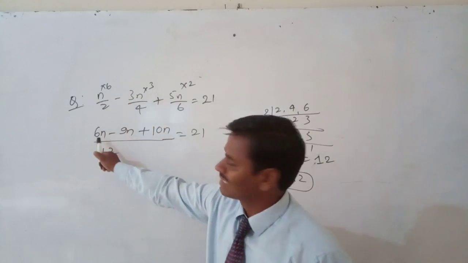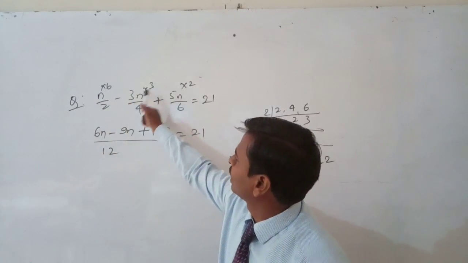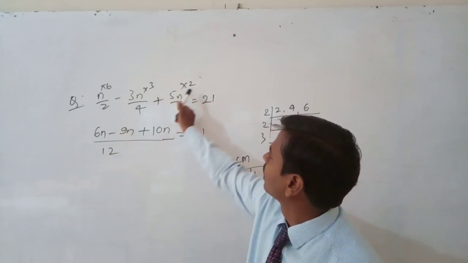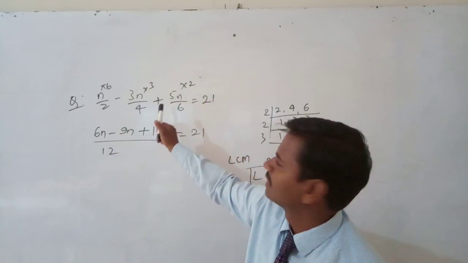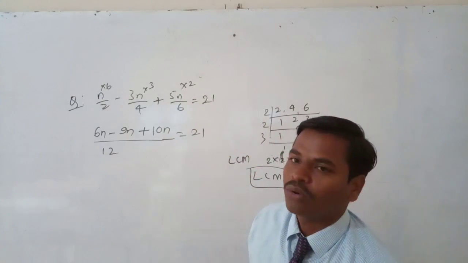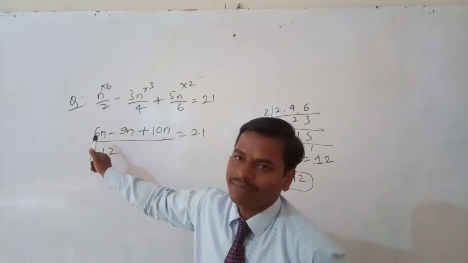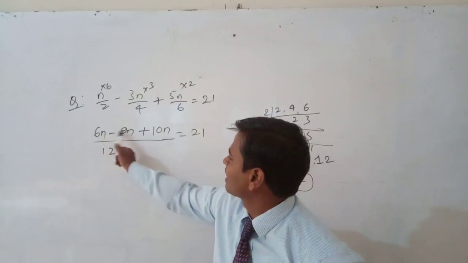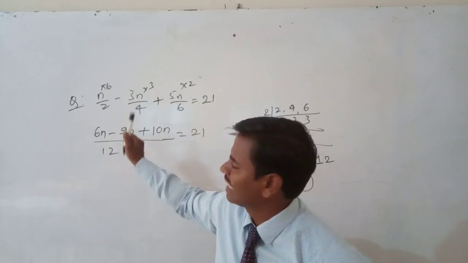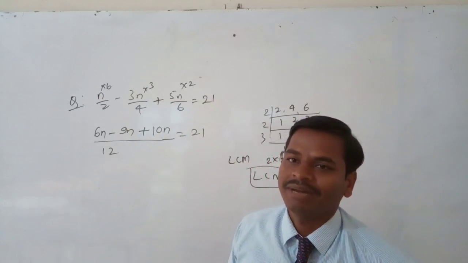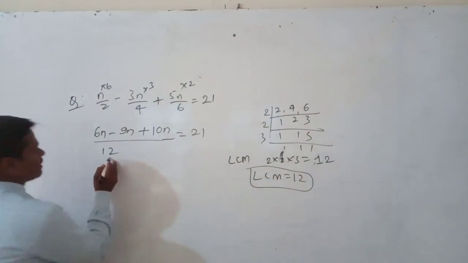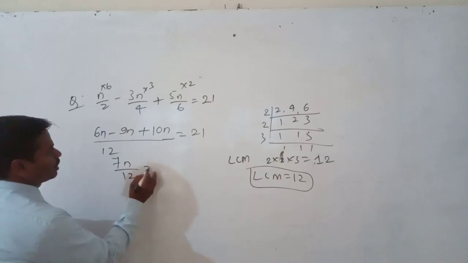6 into n is 6n. 3 into 3 is 9n. Minus, keep minus n only. 5 into 2 is 10. 10n, plus is there, plus 10n. Now, add the positive numbers, subtract the negative number. 6 plus 10 is 16. 16 minus 9 is 7n. Okay? 16 minus 9 is 7n by 12 equal to 21.